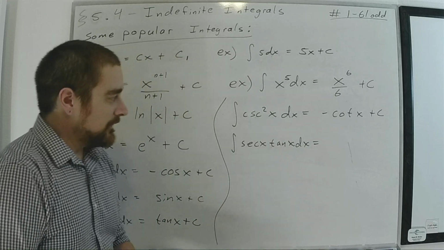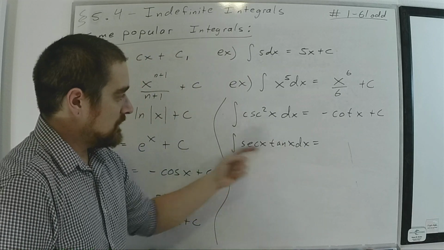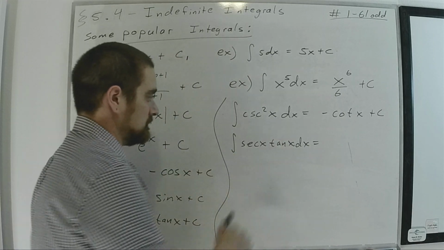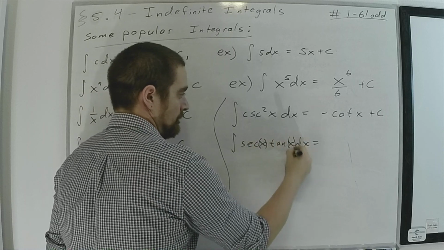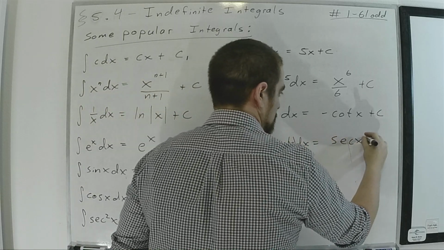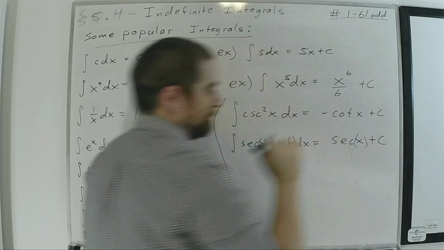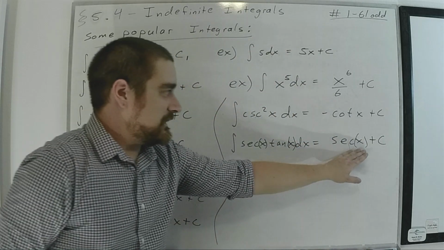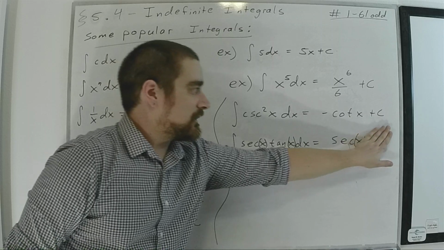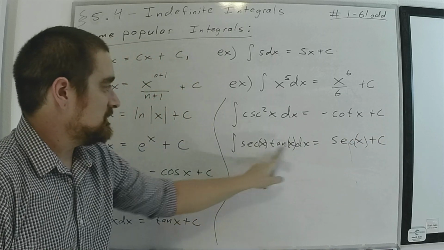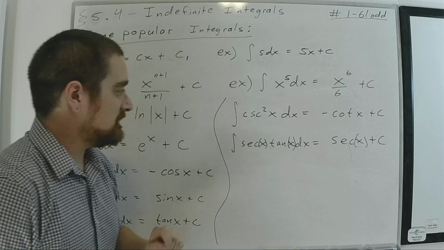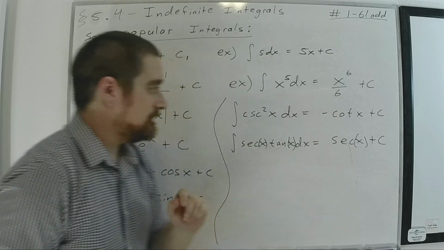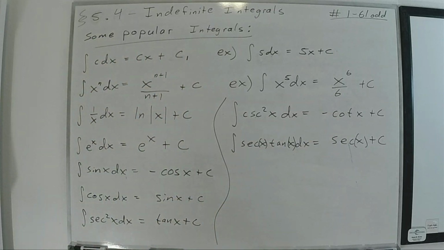Try to think of a function such that when you differentiate it, you get secant of x times tangent of x. There you go. It's secant of x. But don't forget your plus c. So if you differentiate secant of x plus any constant, the constant disappears and the derivative of secant is secant tangent. So right to left is differentiating, left to right, there's your antiderivative, aka your indefinite integral.